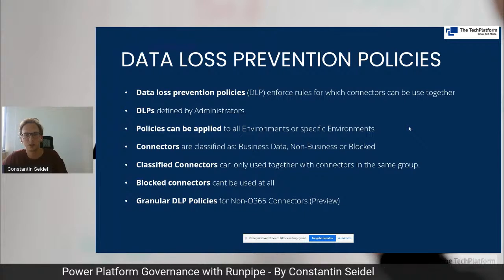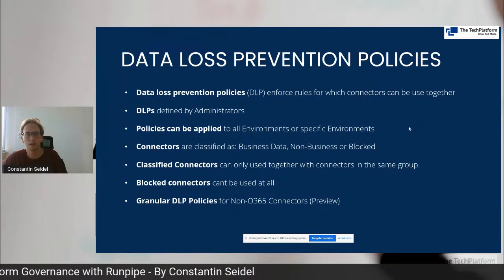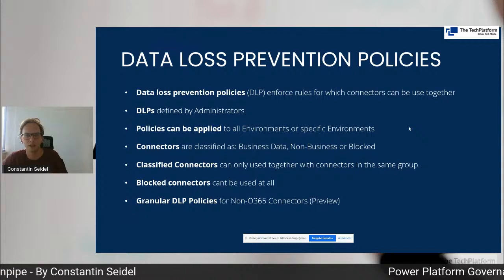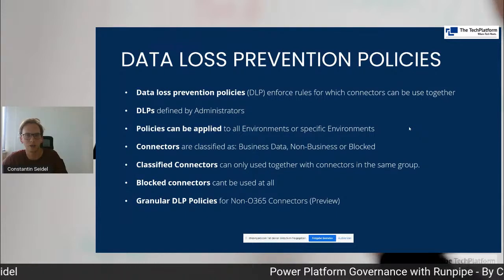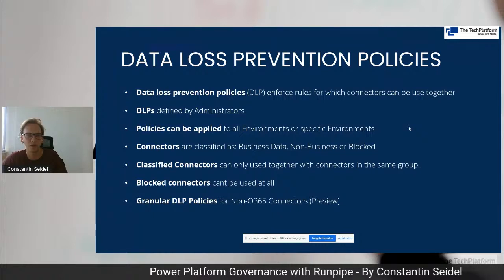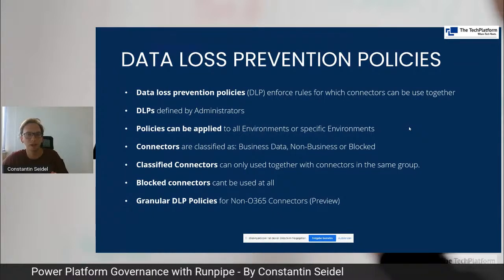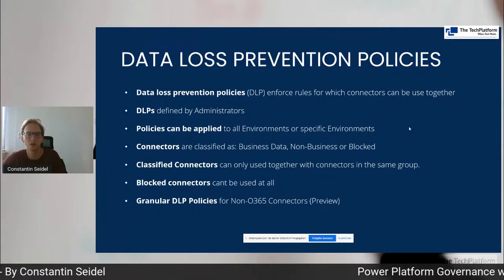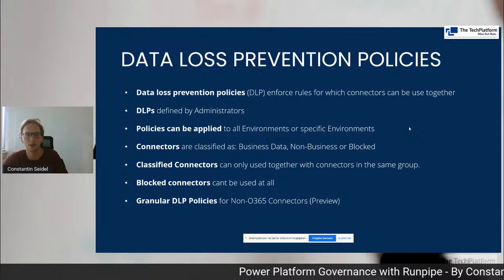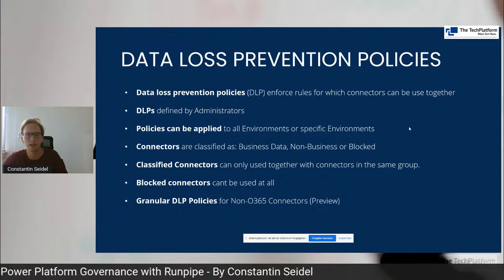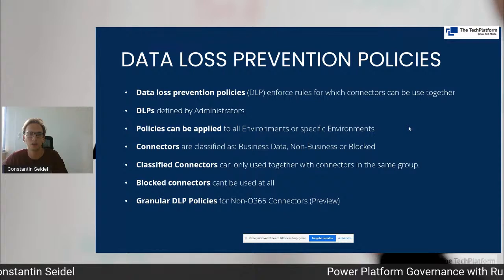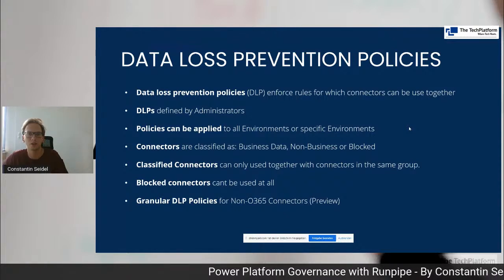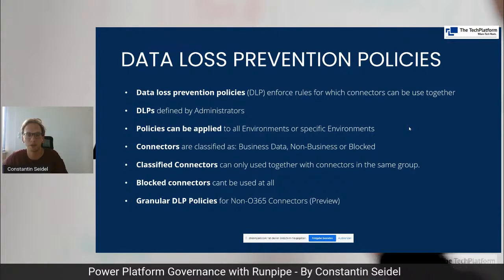So if you have one environment where the DLP is in place that is saying Gmail is in the blocked bucket, you cannot use it inside of a Power Automate flow or in a Power App. If the Gmail connector is inside of the non-business bucket, you can use it, but you cannot use it with other connectors which are in the business data bucket. If you're working with business and non-business data, the name is not saying that much, but it's just saying you cannot work with connectors which are in different buckets at the same time in the same application or Power Automate flow.